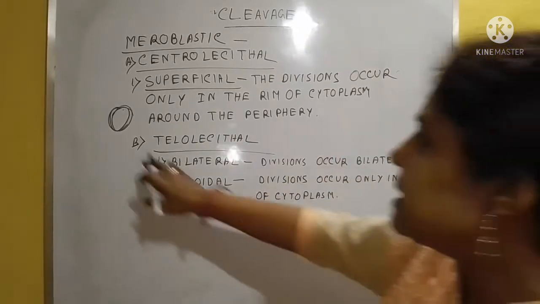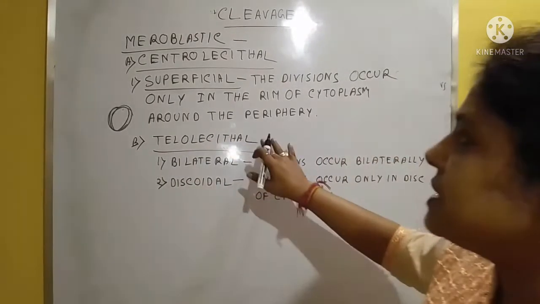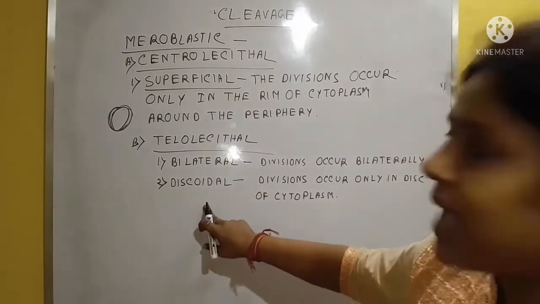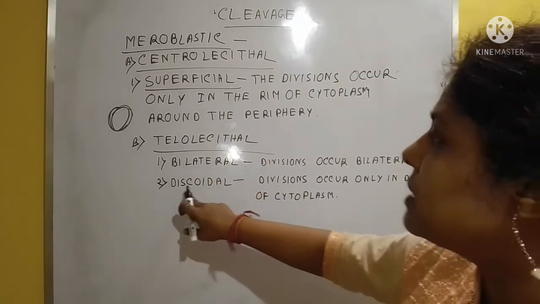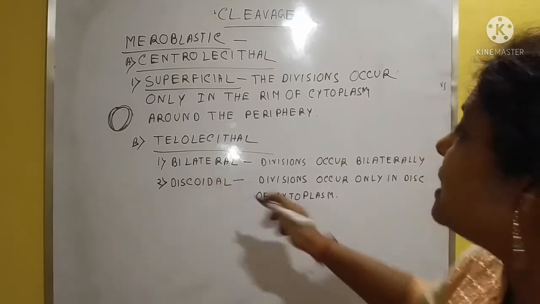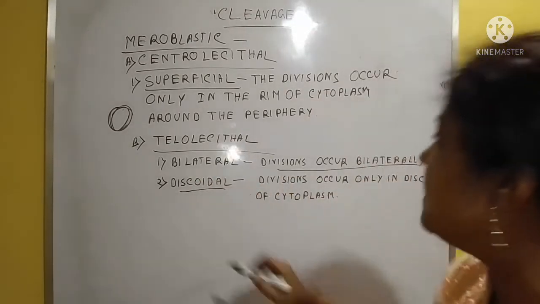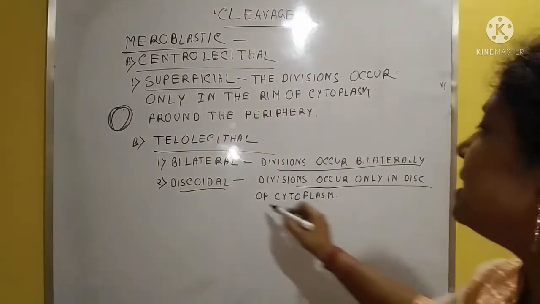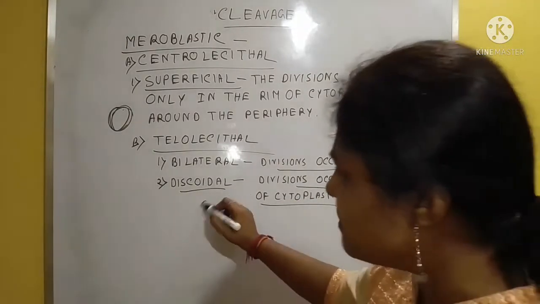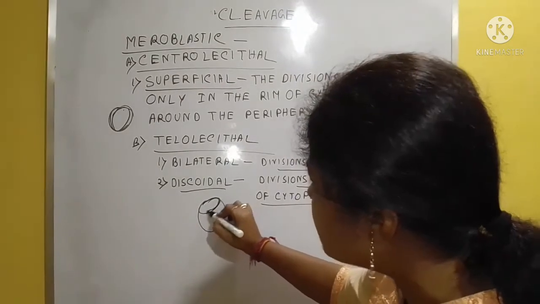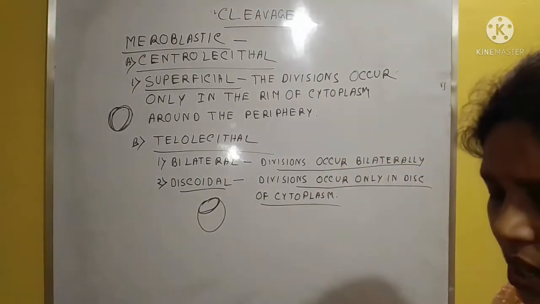In case of the telolecithal, there are two kinds of cleavage pattern we have seen. One is the bilateral, another is the discoidal. In case of bilateral, the divisions occur bilaterally, and in case of discoidal, the divisions occur only in the disc of the cytoplasm. That is a very small part of the cytoplasm and forms a disc-like structure. So this is called the discoidal.